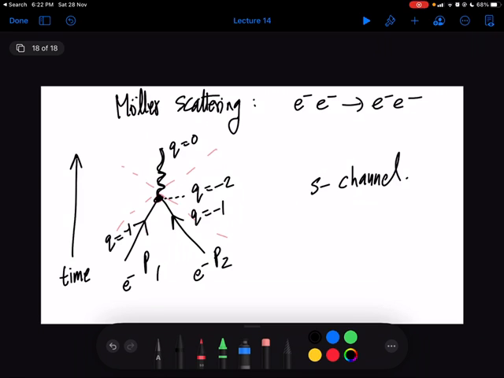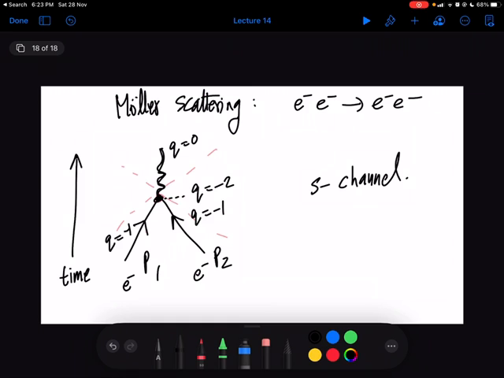So for the S channel, you can also see that because electric charge is conserved in the Lagrangian, these diagrams are not allowed. So there is no S channel in the process of e minus e minus going to e minus e minus. This will be clear when you see the Feynman rules, but let's argue why this is not valid.